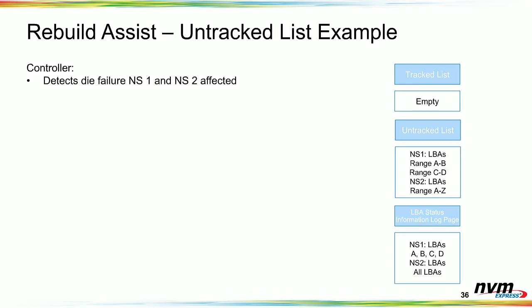So let's go through an example. In this example, the controller detects a die failure and namespace 1 and namespace 2 are affected. So in namespace 1, it has LBAs in the range A through B and C through D. In namespace 2, it has LBAs in the range A through Z.